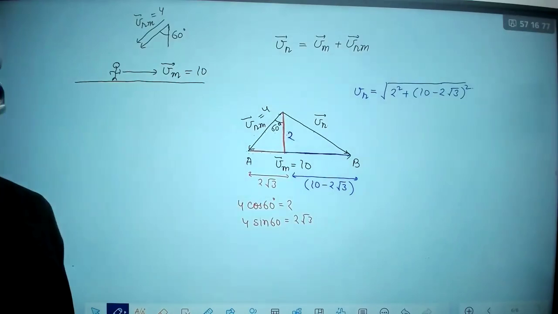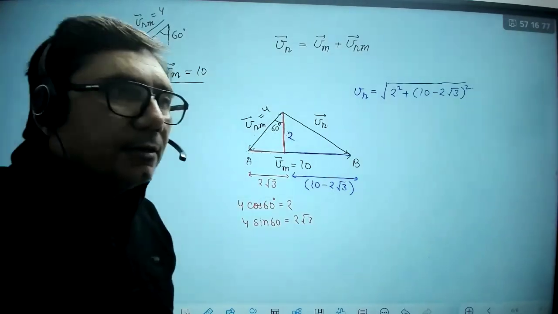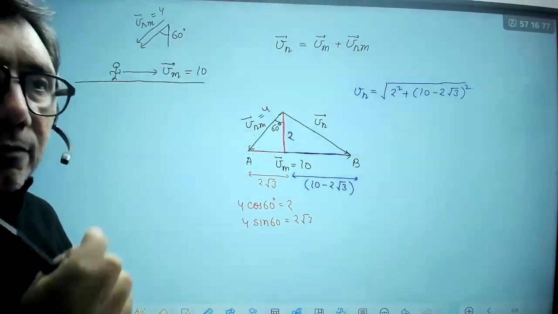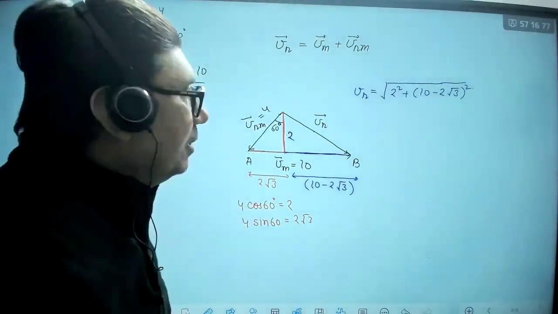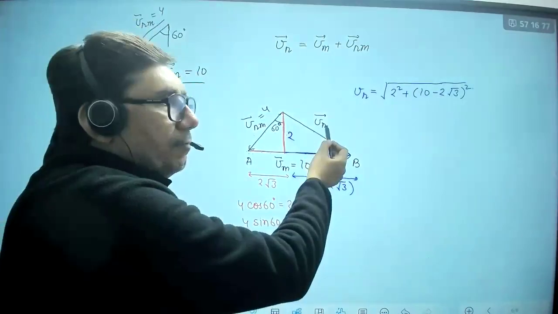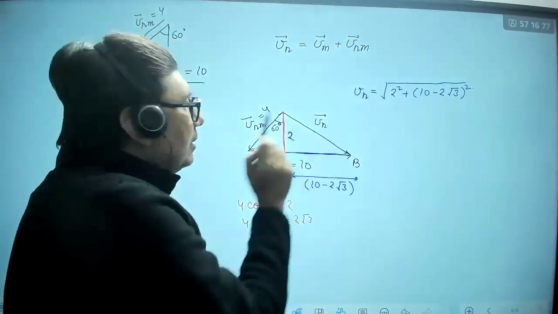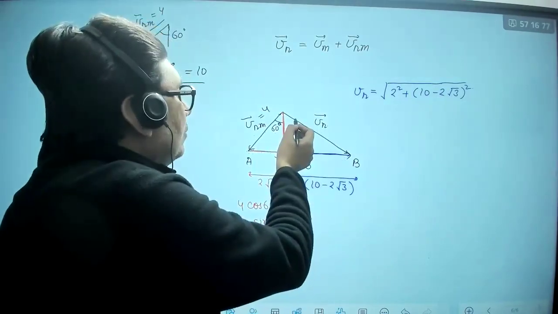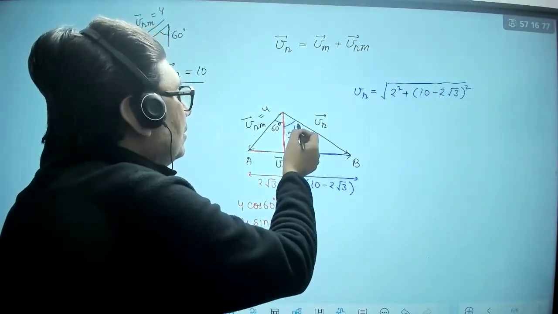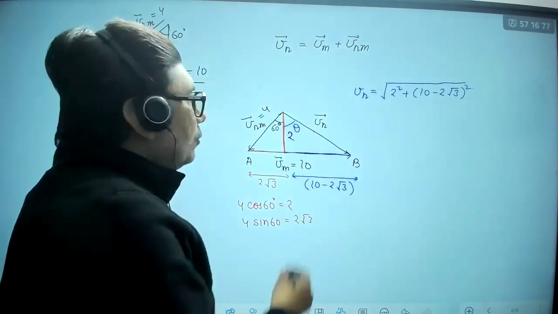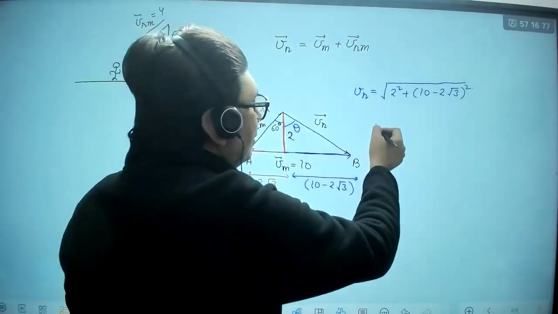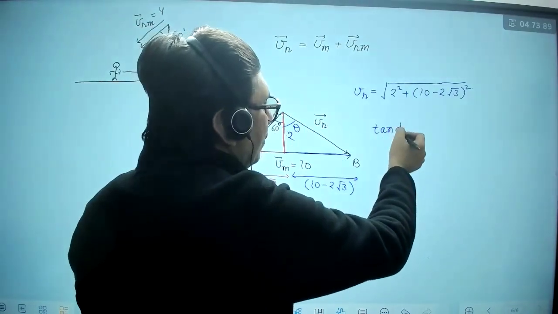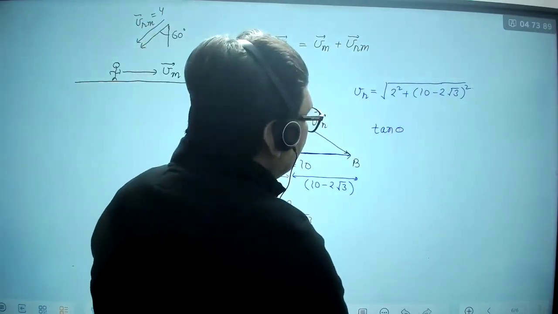That will be the VR, the magnitude of the actual velocity of the rainfall with respect to Earth. This is the velocity of rain with respect to Earth. Second, you want to find out the direction. Suppose this is theta. So what will be tan theta? You can find out any angle. You give me any angle, I will find out.